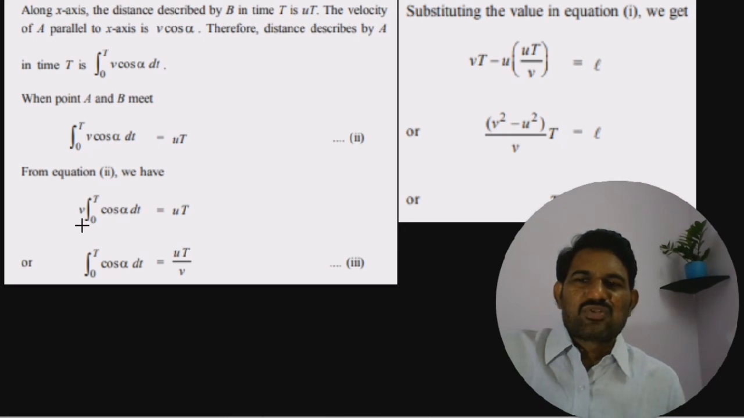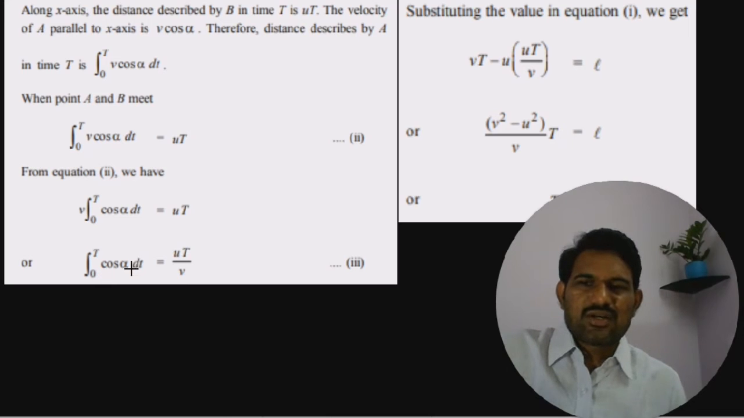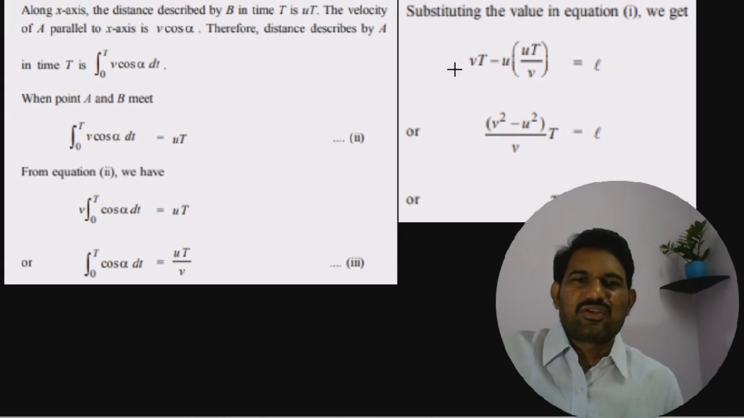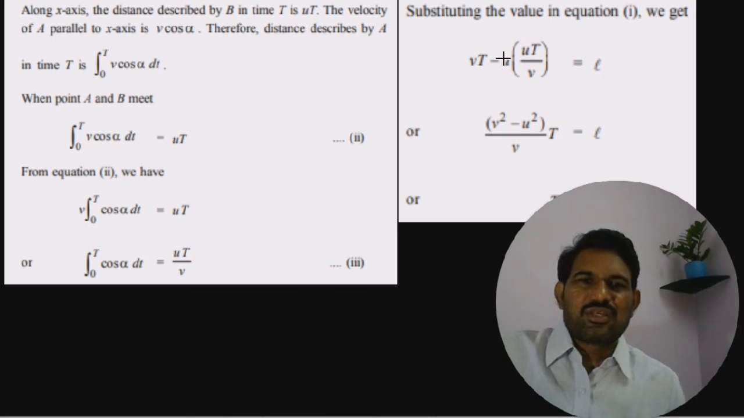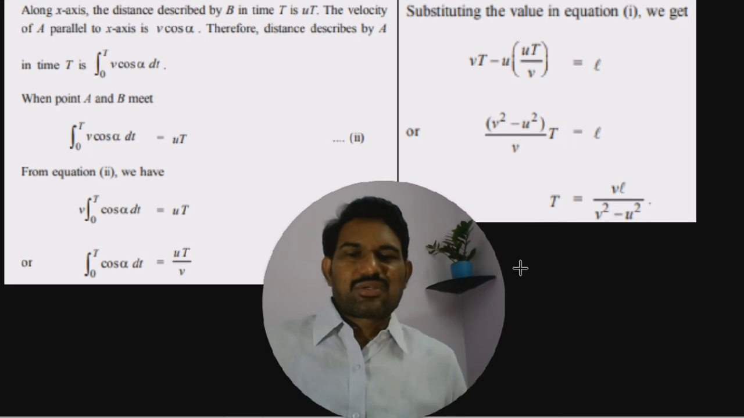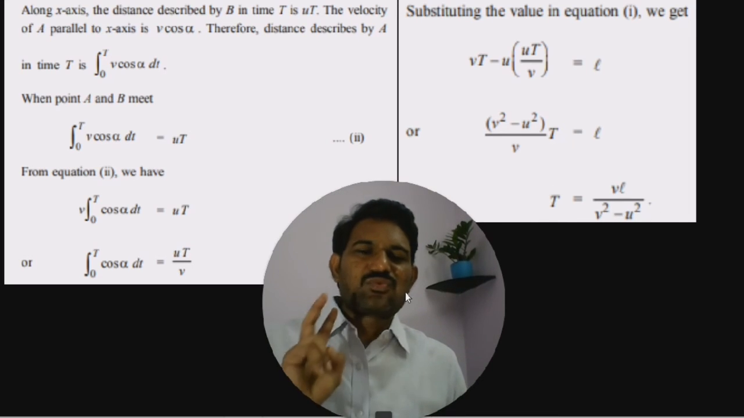So from this you can calculate the integral of cos alpha dt value, and this value we now substitute in our first equation. That means in this equation we will substitute that value here, the integral of cos alpha into dt. And by substituting, vt minus u into ut by v is equal to L. And on simplifying this, you can find the t value here. So the t value you can write as t is equal to Lv by v square minus u square. So it's a very important problem, and you only need to write two equations here.